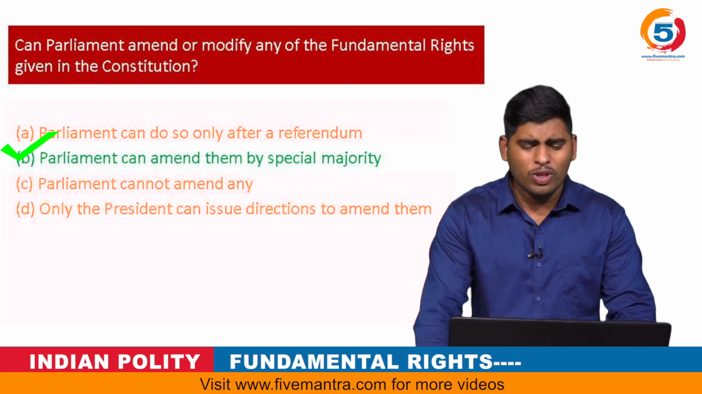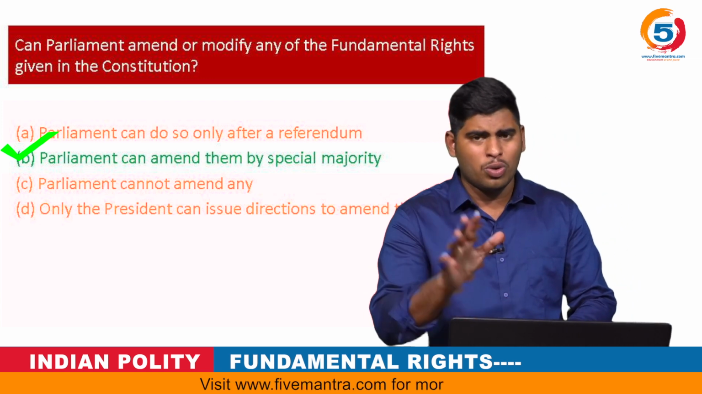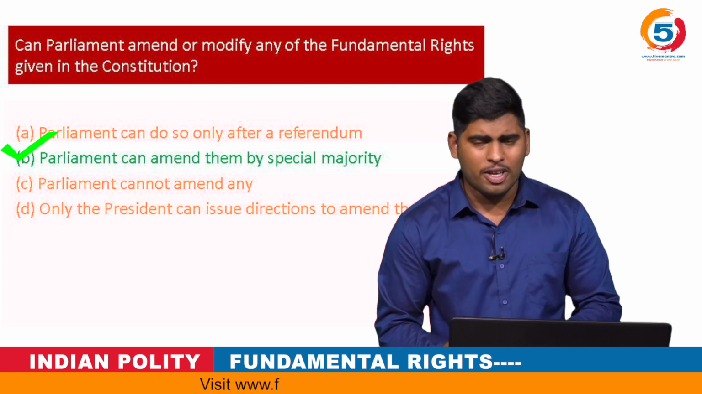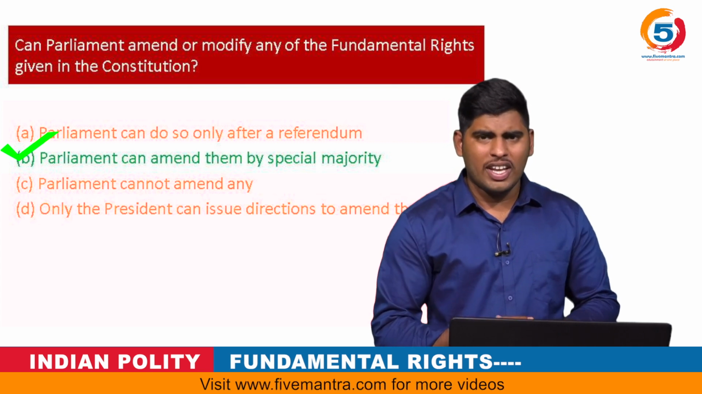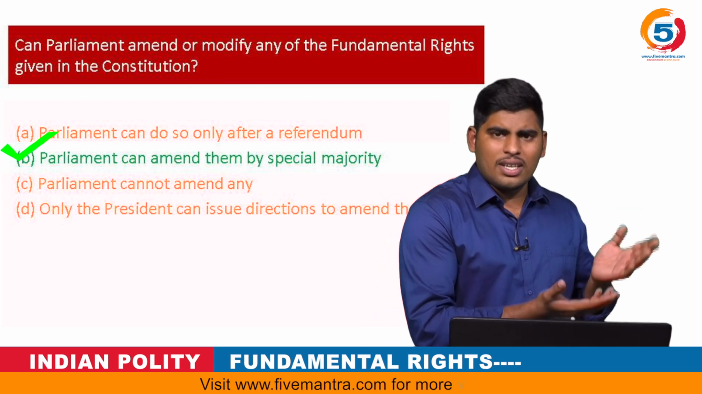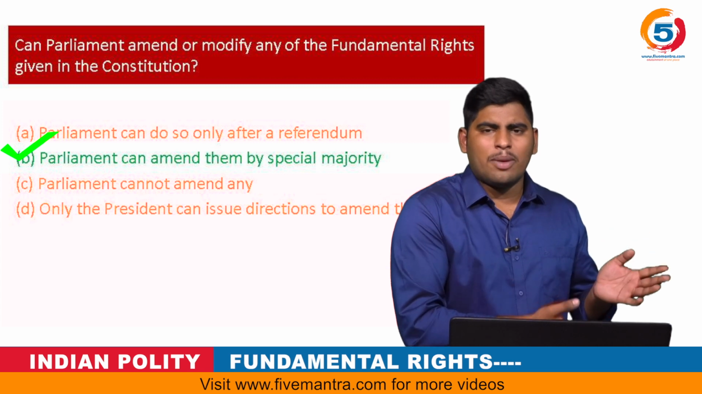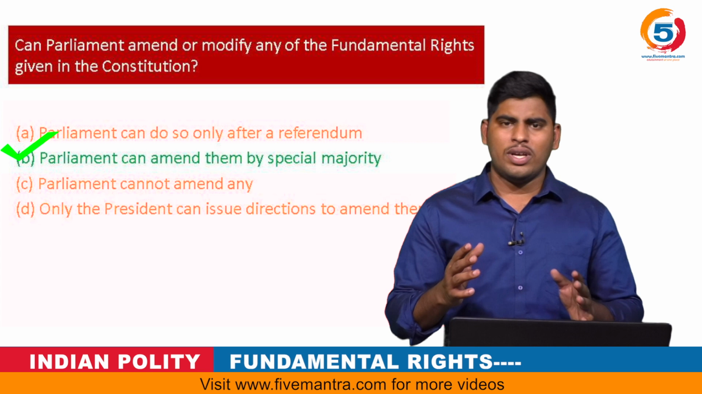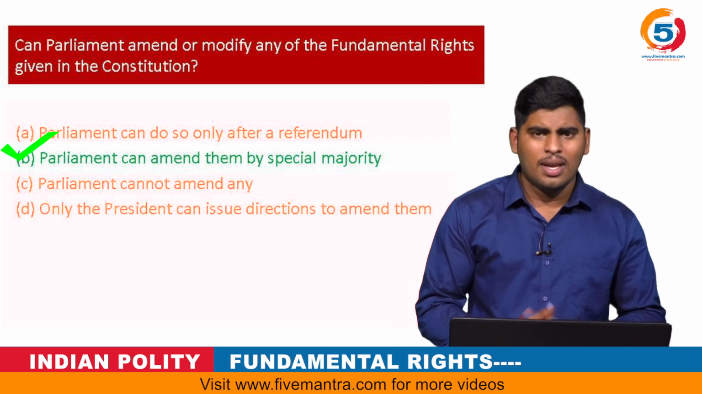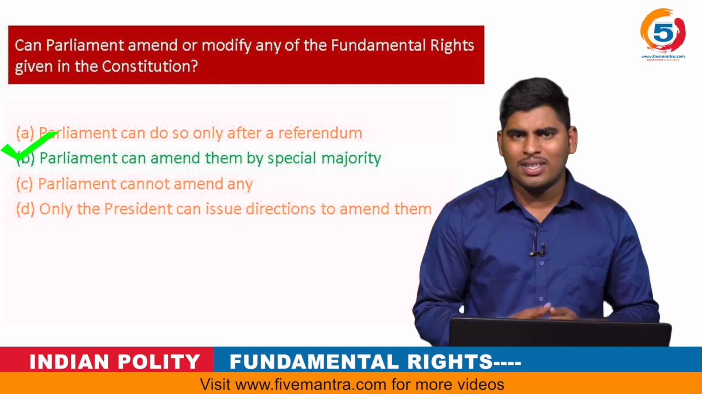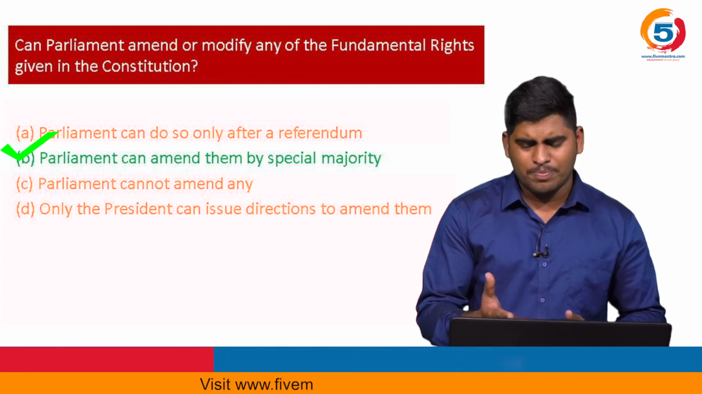That's the correct answer. And coming to the first option, Parliament can do so only after a referendum. So here, what do you mean by referendum? Referendum is a process in which a particular proposal or bill is submitted directly to the people, and the people are asked their consent to the bill, whether they say yes to the bill or no to the bill. That instrument is called referendum.